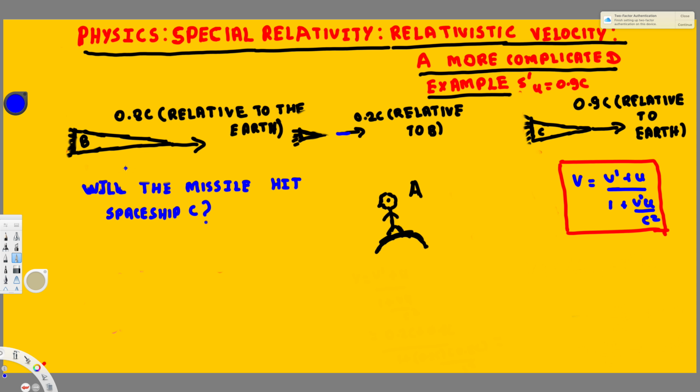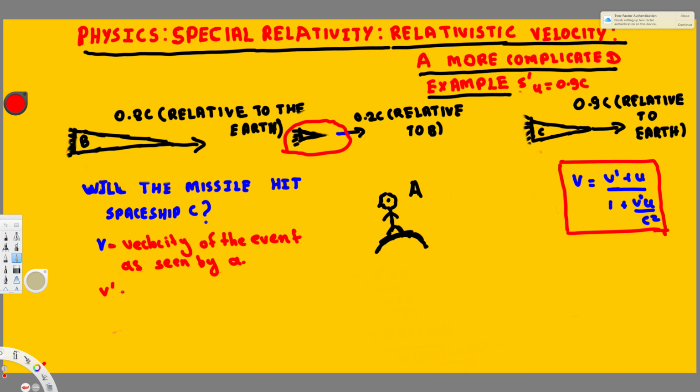And let's see. So first of all, we have to set this v. V is going to be the speed that is seen by this person. So let's say this is the velocity of the event seen by A. We call this missile an event, right? So V is going to be the velocity of the missile, or of the event, as seen by A, and we have to know the V prime and U, right?